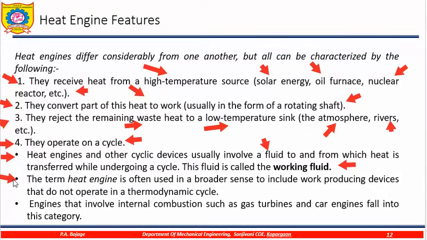Next, the term heat engine is often used in a broader sense to include work producing devices that do not operate on thermodynamic cycles. In simple terms, they are sometimes called work producing devices, and the best example is the internal combustion engine. Engines that involve internal combustion, such as gas turbines and car engines, fall in this category.